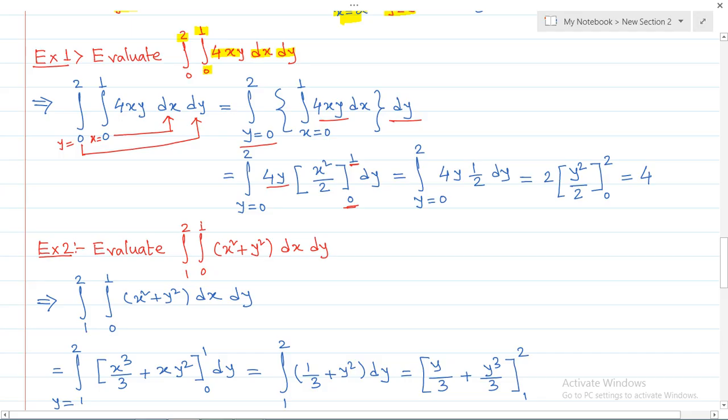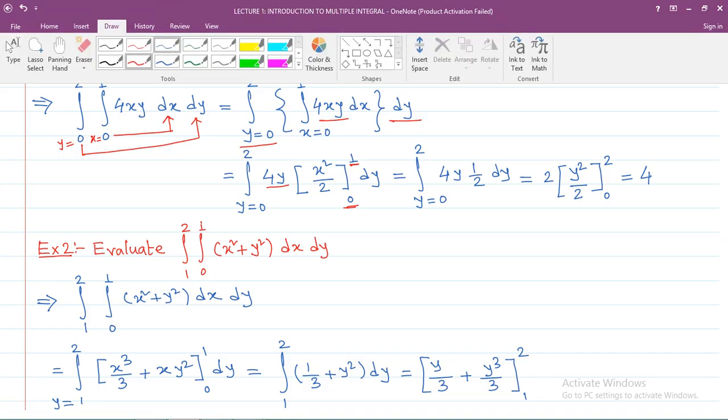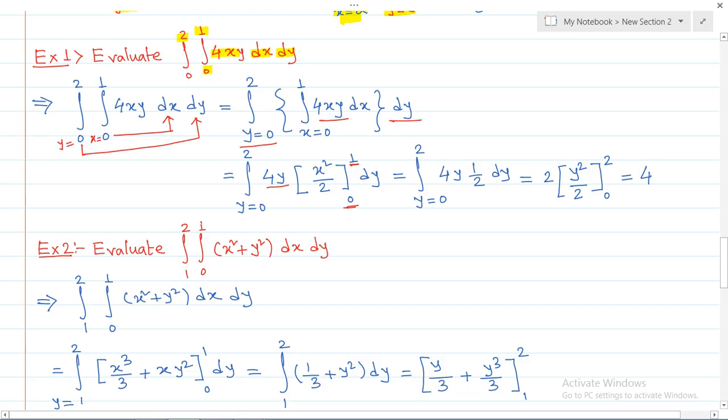The limit is x square by 2, from 0 to 1. So after putting the upper limit and the lower limit, we get 1 by 2, and thereafter this 1 by 2 and 4 get adjusted and 2 comes outside. Now we integrate y with respect to dy, that is y square divided by 2. The limit is 0 to 2, so we get the value of the integration as 4. So this is the way we perform this double integration. It is quite easy to understand and apply also. Now let us come to another problem.